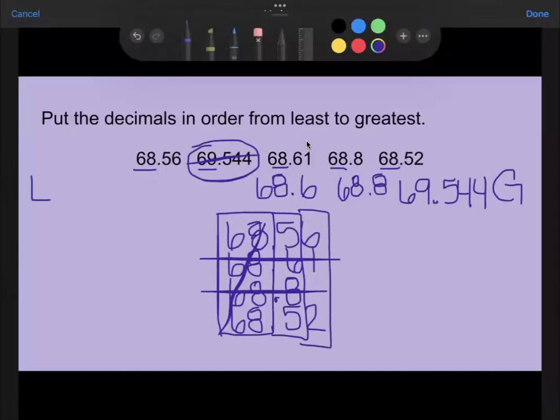So we're going to go over here and I see one of them has a 6 and one of them has a 2. Well, 6 is bigger than 2, so that means that the one with the 2 is the least. 68.52 will go right there next to the least. And then this one, 68.56 will fit right there. So this is the order of these decimals from least to greatest.